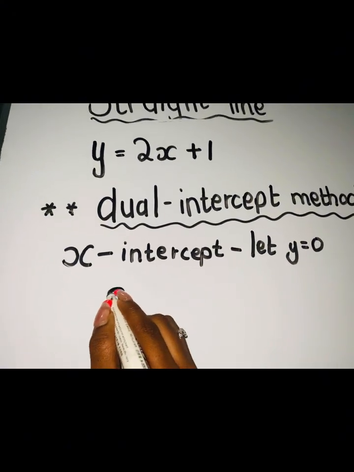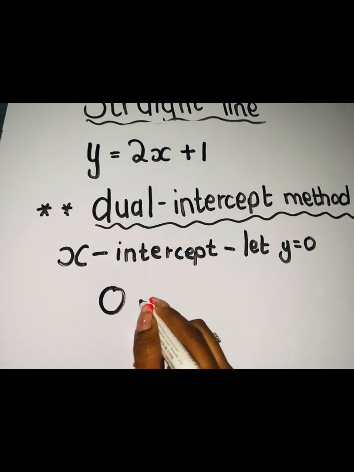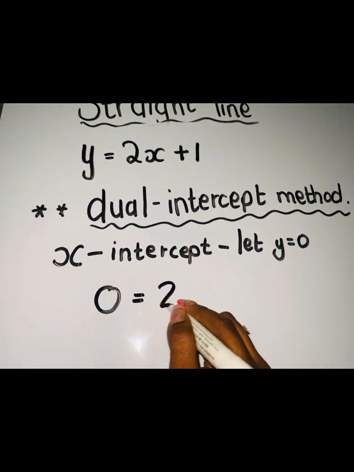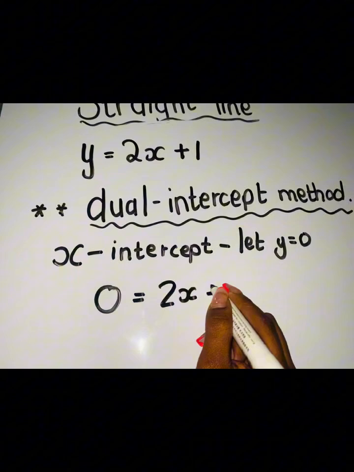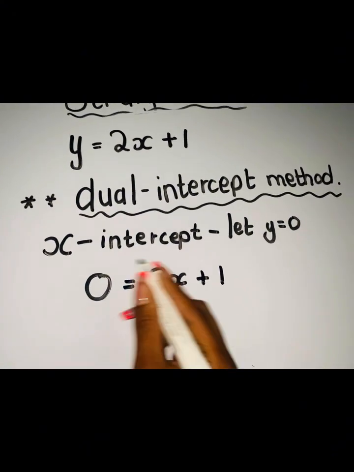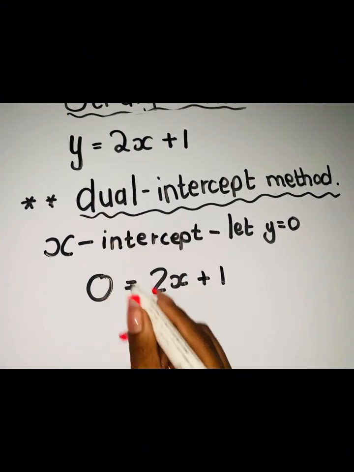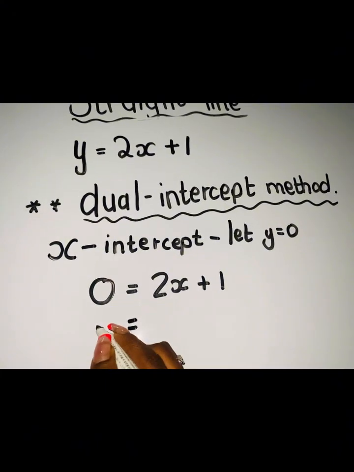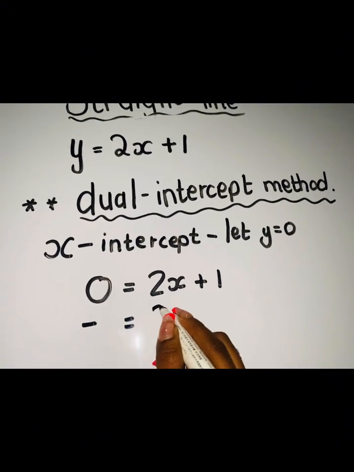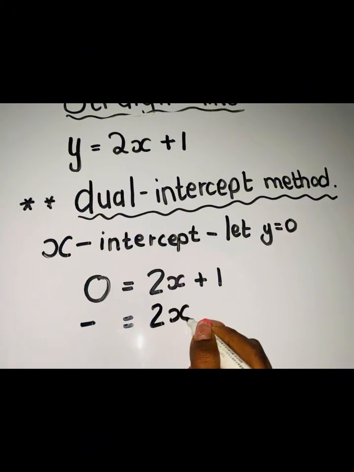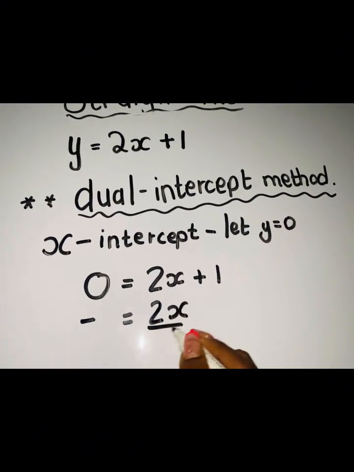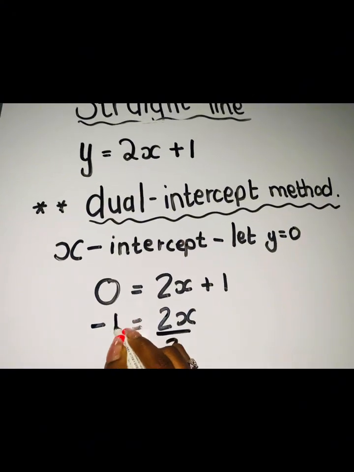So in the place of y, we're going to put 0 equal to 2x plus 1. Right, now we need to solve for x. So I'm going to transpose this positive 1 to the other side. I hope you know how to solve for x, because at this point, then we have 2x. But we're solving for x, so we're going to divide by 2 on both sides.